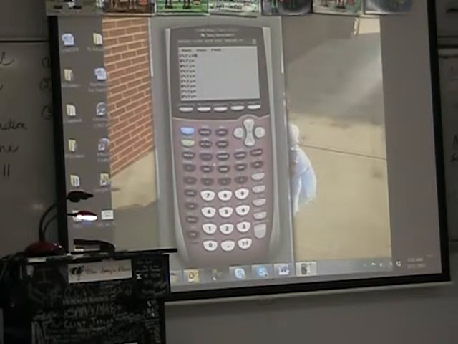Okay, so in y sub 1 you should have typed in your x squared minus 4x plus 3. And then in y sub 2 it's negative x squared plus 2x plus 3.